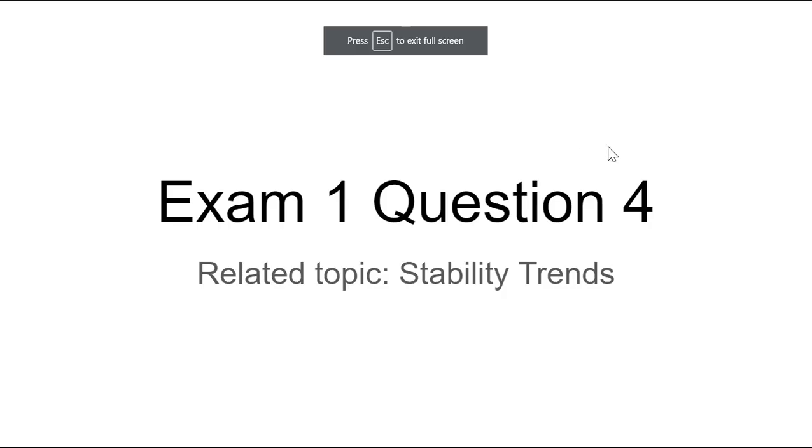So I'm going to be reviewing exam question one. Exam one, question four. This is a question that is talking about the preparation reactions of cyclohexanes and 1,2-cyclohexadiene.